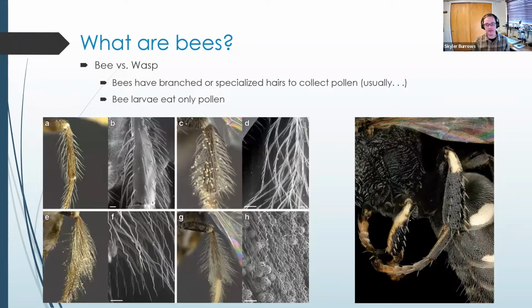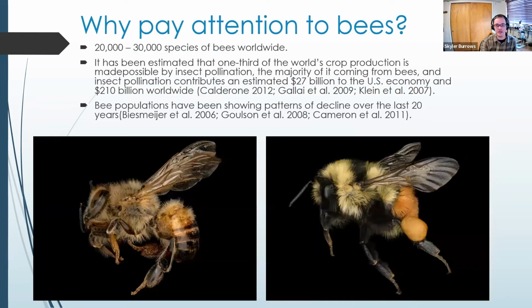Not all bees have the big fluffy legs with pollen on them and things like that. But almost all bees will have branched or specialized hairs to collect pollen. And the real difference between bees and wasps, because there are wasps that will go to flowers and collect pollen, is bees will provision their nests with pollen. So they collect the pollen, bring it back, feed it to their potential young, where wasps will always feed their young meat or carrion, some sort of insect. So that's the big difference between bees and wasps.